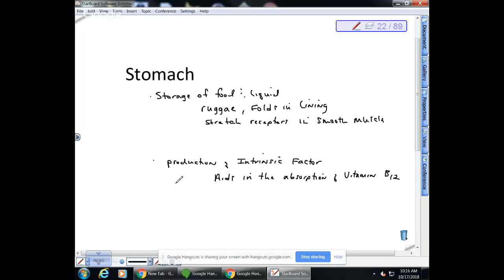Okay, we also have mechanical digestion taking place in the stomach. So this is the churning of the food.